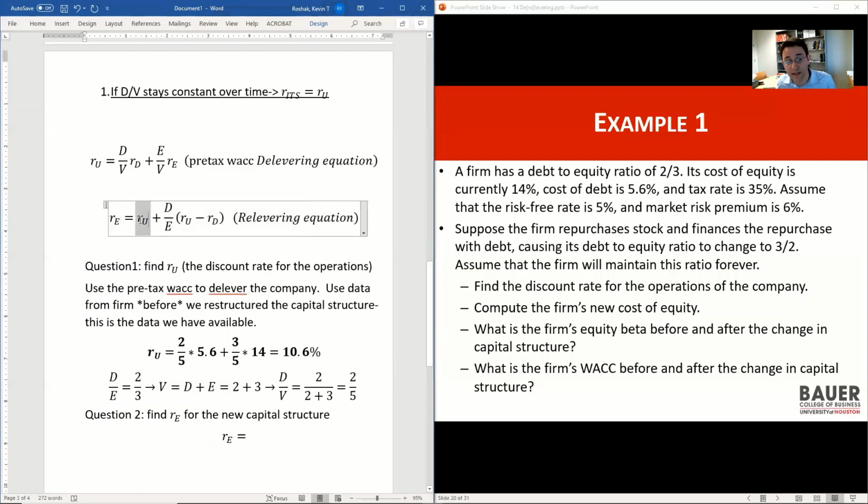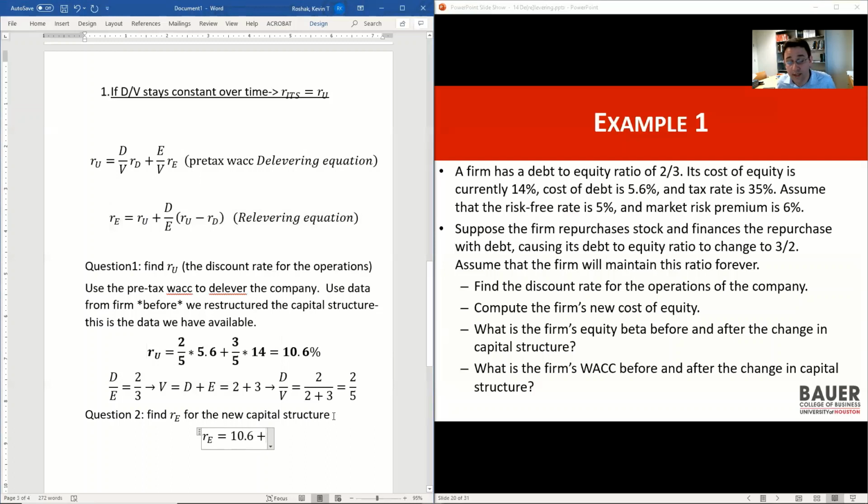So we need to find the discount rate on the assets. Well, we just did that. That was the 10.6 from the delevering step, right? That's the whole reason we did the delevering, is to get the discount rate on the assets. So now we can plug that in to the relevering equation.